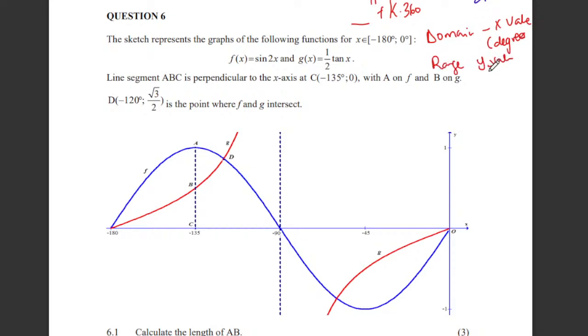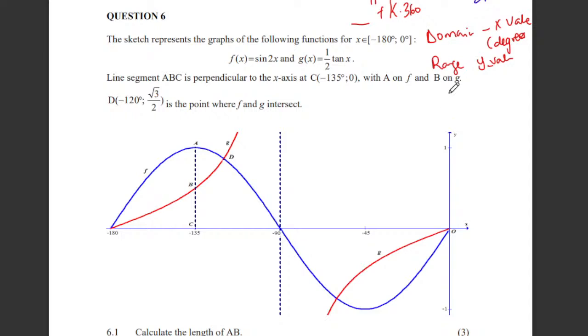Okay, under the y values, we look at the maximum as well as the minimum. So it's only the sine and the cosine that will have definite values of the maximum and minimum. Okay, with the tan, the range is infinity. Okay, positive and negative infinity.